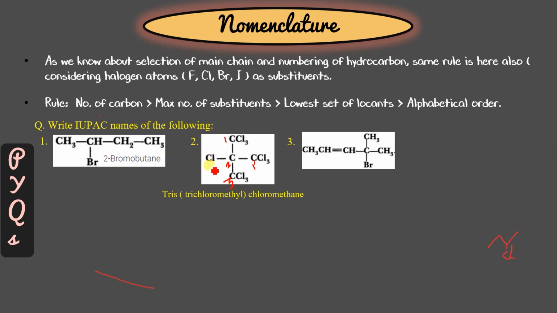Got it? Now here the functional group, that Br is there and the double bond is there. Which will get the priority? Obviously the double bond will get priority because it is suffix. So what will be the name? This will be 1 2 3 4, 4-bromo, 4-methyl and pent-2-ene. Any problem? 4-bromo, 4-methyl, pent-2-ene.